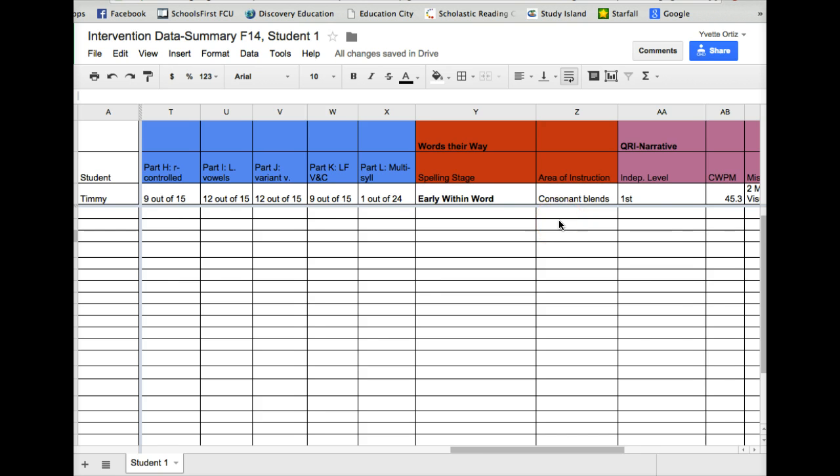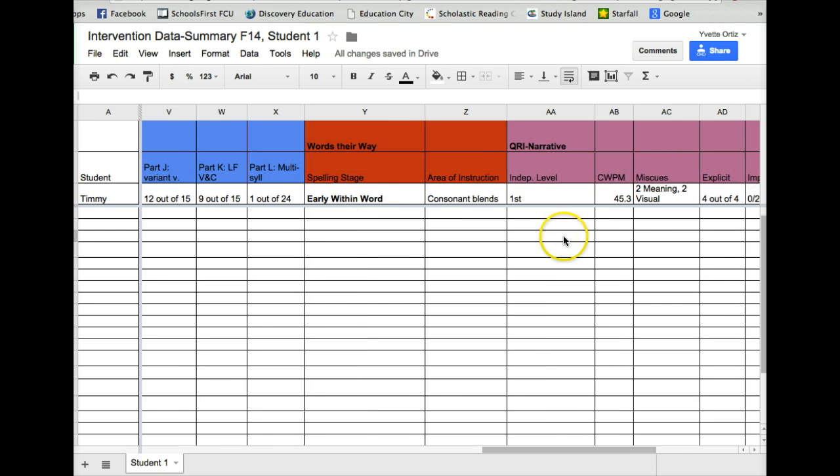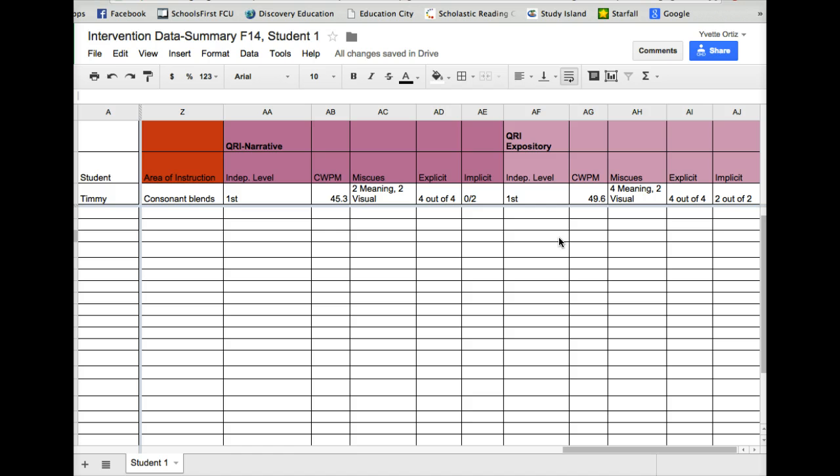Moving on to the QRI with the narrative and expository, you are going to input their independent level. Now this one's kind of tricky because I know not everyone was able to get their independent level. Some of you may have gotten their instructional level or frustration level. So we're going to have to make a little guess here.